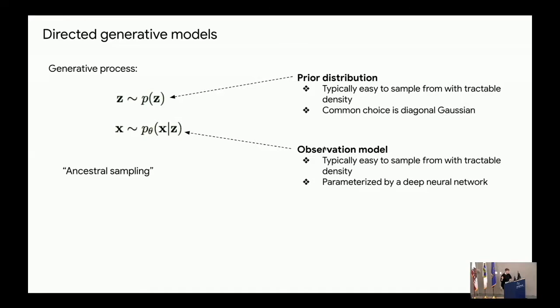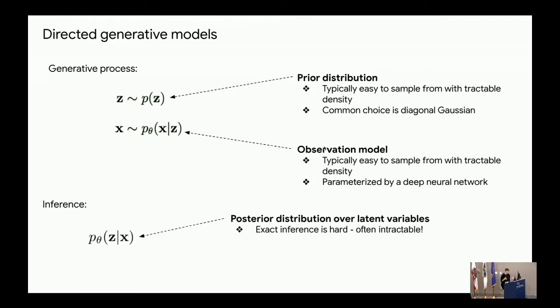And then this P theta of X given Z is typically referred to as an observation model. This model is again typically taken to be something that is tractable, easy to compute, and easy to sample from. In all of the cases we're going to look through here, it is going to be parameterized by a deep neural network. And this kind of sampling procedure, where you first sample a latent code from the prior distribution and then sample a data instance from this observation model conditioned on this latent variable, is called ancestral sampling. So don't worry if this is all really fast, we're going to come back to it throughout, but I just want to plant the seeds.